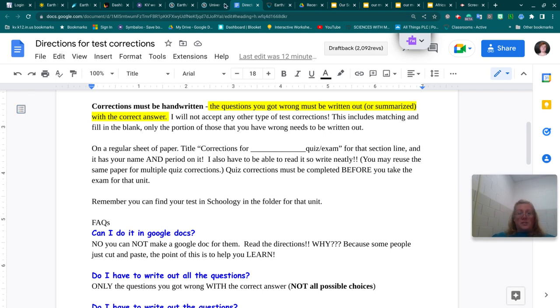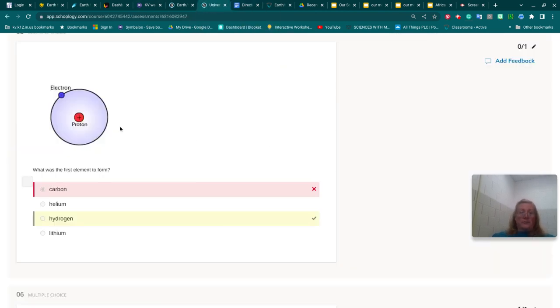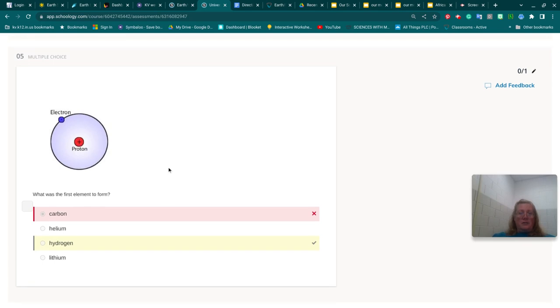Tell me the question number. So don't tell me this is my first question I got wrong. Tell me this is question 5. So, question 5, the first element to form was hydrogen. Okay? So I can write it that way, or I can write number 5, what was the first element to form? Hydrogen.